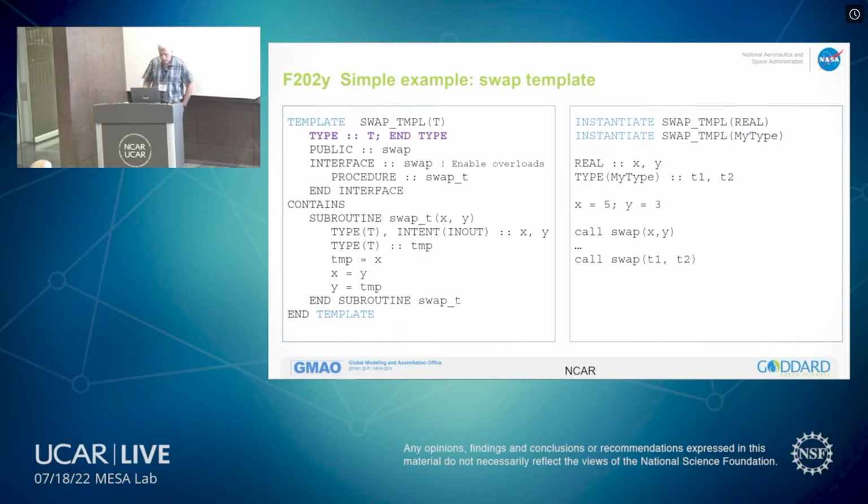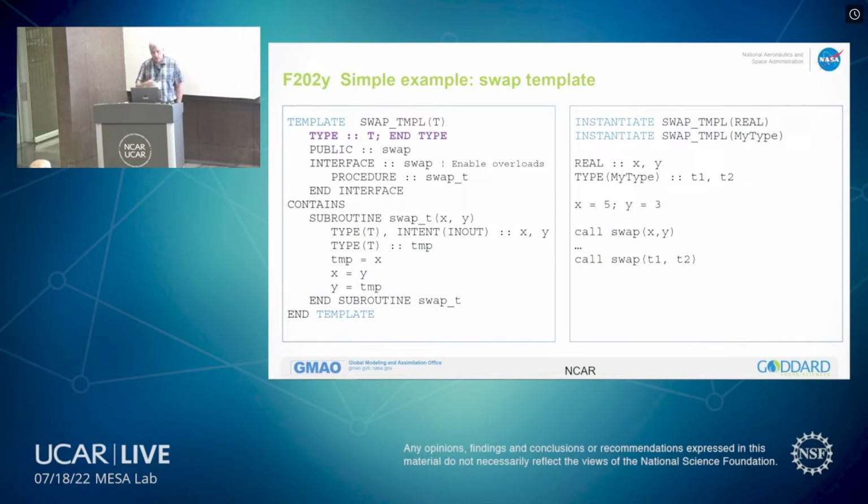All right, and then the implementation of swap itself is, of course, pretty boring. We declare two dummy arguments, x and y, both of type T, which is a deferred type, and a temporary variable temp, which is also type T, a deferred type, and then write swap just like the way you would anywhere else. And then on the right panel, you see how you would use it.